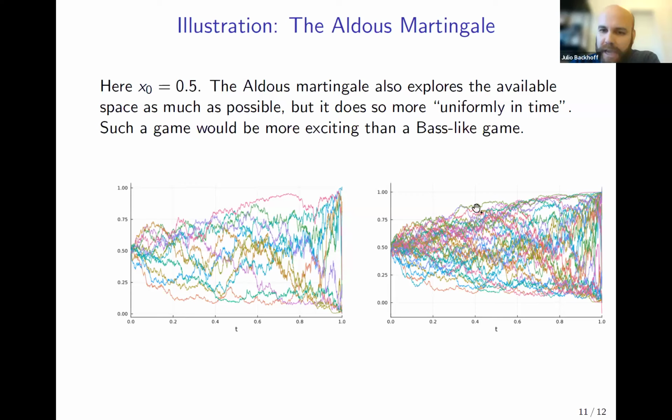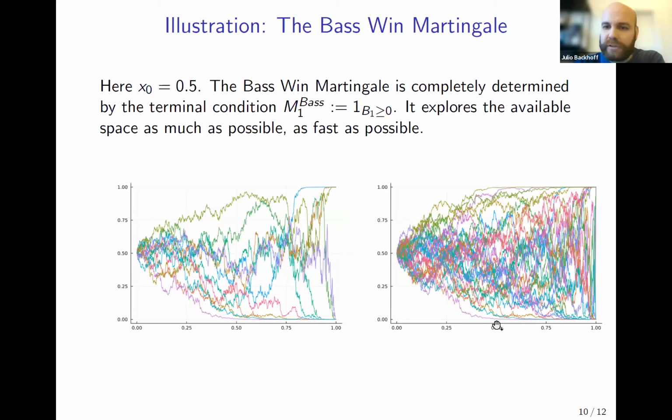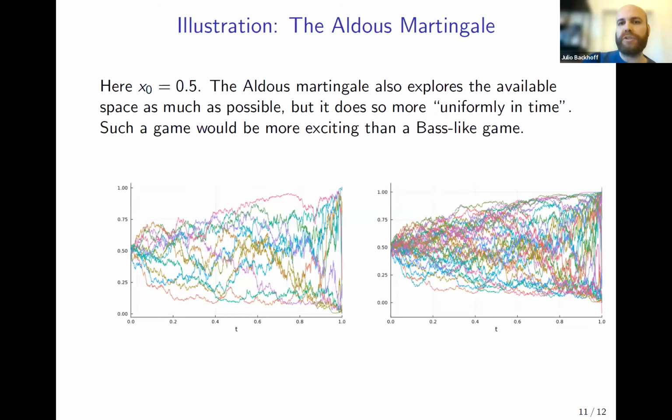This can be justified better, as we did with Xinjiang. If you take any given time t, let's say 0.5, then the distribution of the Aldous martingale at time 0.5 is smaller in convex order than the distribution of the Bass martingale at time 0.5. So that's a proper way of saying that this one is more widespread than the other. Okay, that was just to give you a bit of intuition.